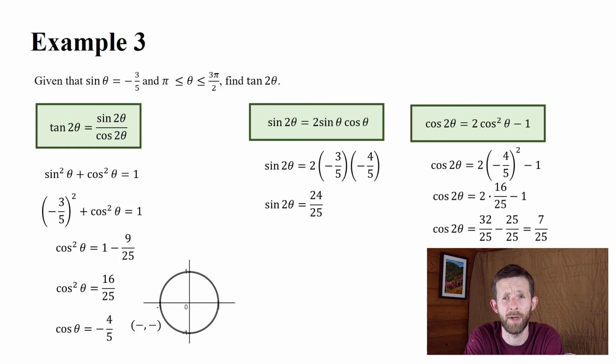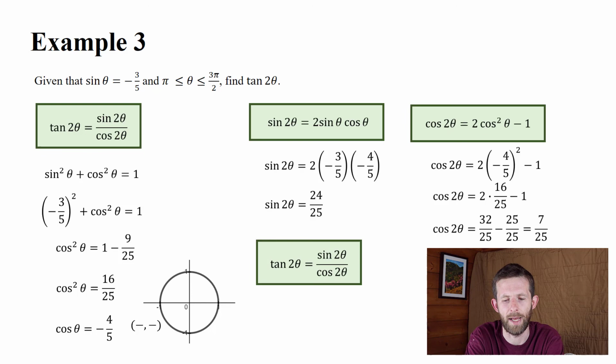So now I've got my sine of 2 theta. I've got my cosine of 2 theta. I can put both of those over one another. So tangent of 2 theta is sine of 2 theta over cosine of 2 theta. 24 over 25 divided by 7 over 25. If I flip and multiply, or I can just notice that I can just get rid of the denominator since they're the same thing, and end up with 24 over 7.